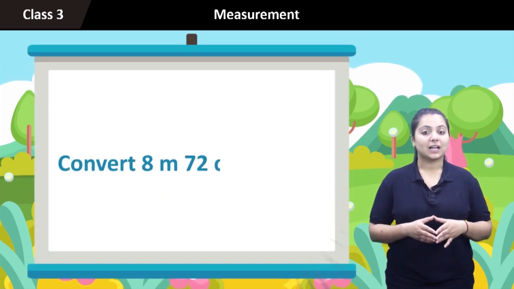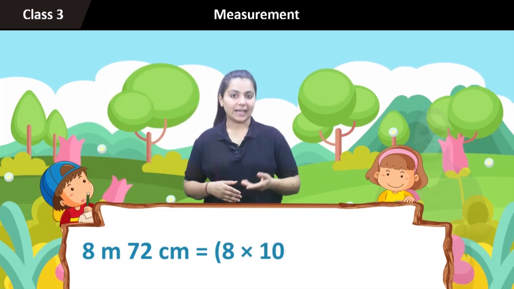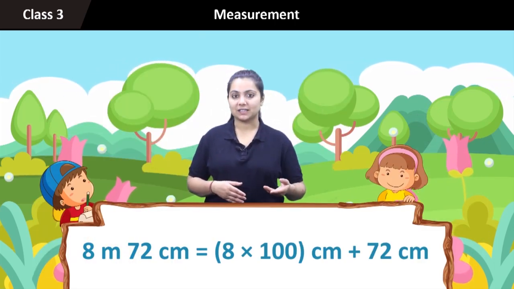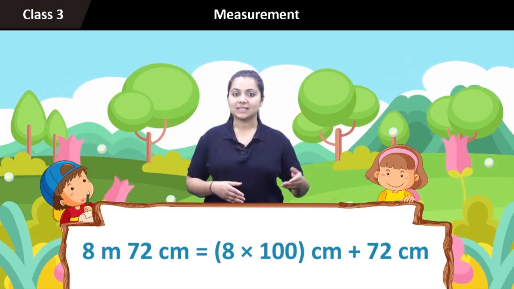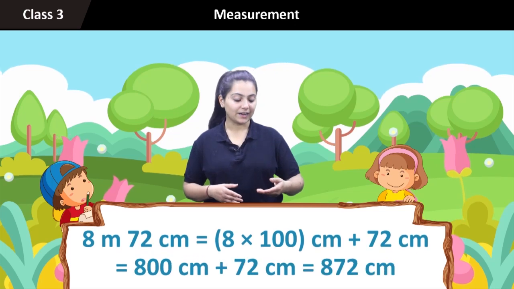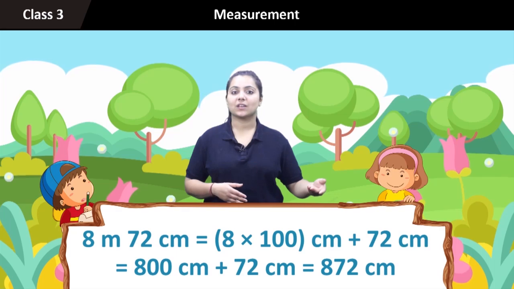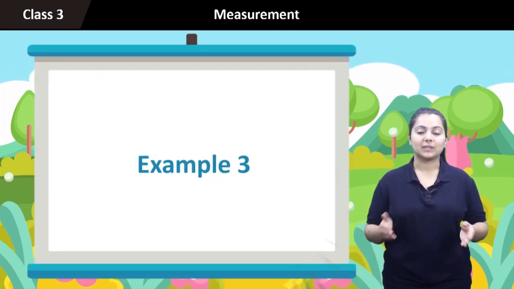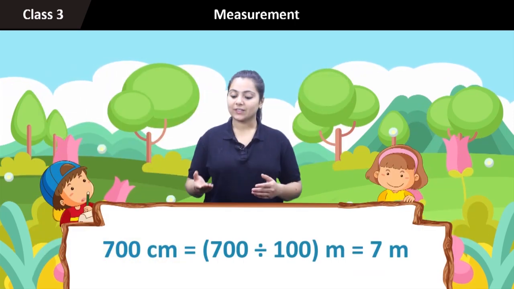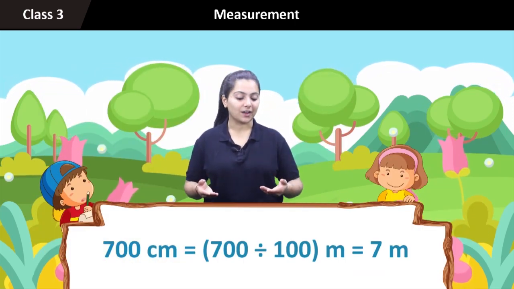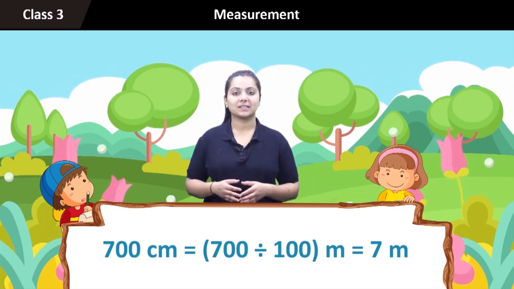Example 2. Convert 8 meter 72 centimeter into centimeter. 8 meter 72 centimeter is equal to 8 multiplied by 100 centimeter plus 72 centimeter. 800 centimeter plus 72 centimeter is equal to 872 centimeter. Example 3. Convert 700 centimeter into meter. 700 centimeter is equal to 700 divided by 100 meter, that is equal to 7 meter.